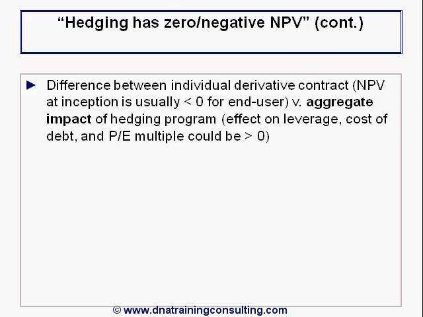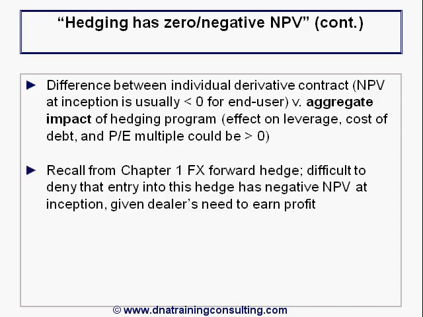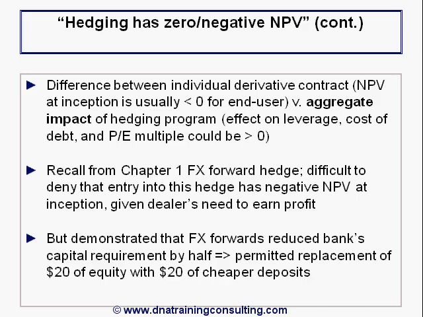In the first case study in Chapter 1 involving the bank, it would be difficult to deny that the entry into the FX forwards had a negative NPV in itself at inception, given the dealer's need to earn its profit. But we demonstrated that the FX forwards reduced the bank's capital requirement by half, in essence permitting the replacement of $20 of expensive common equity with $20 of much cheaper deposits.